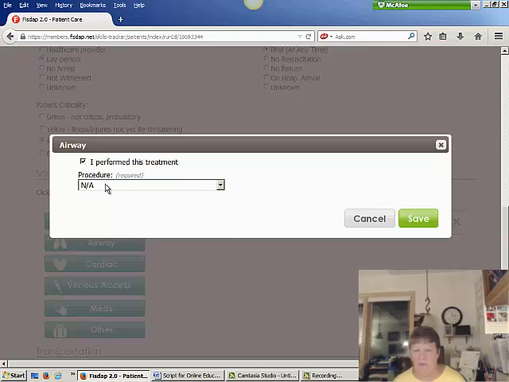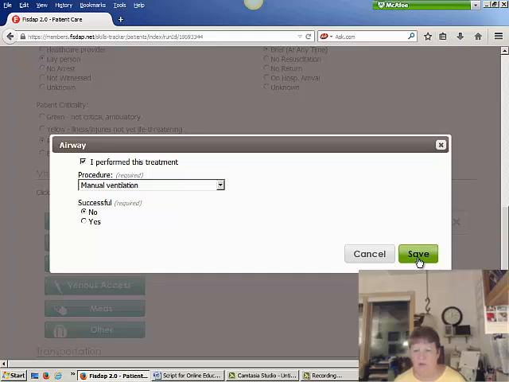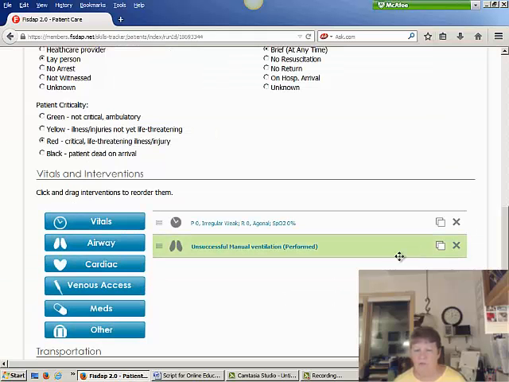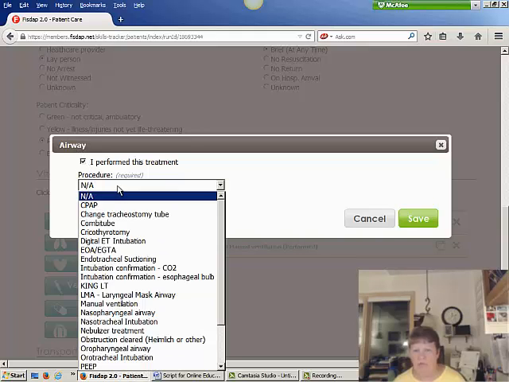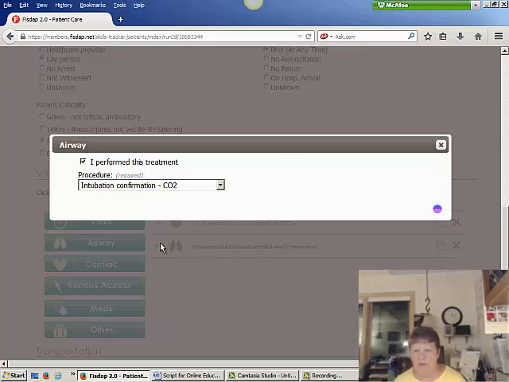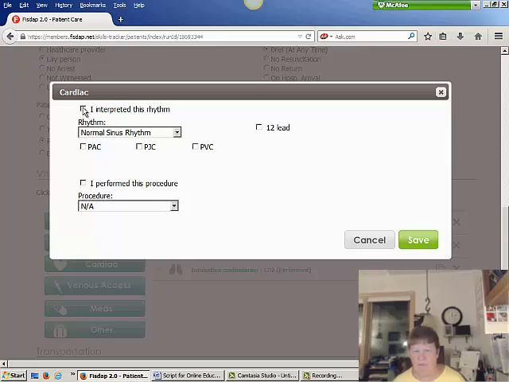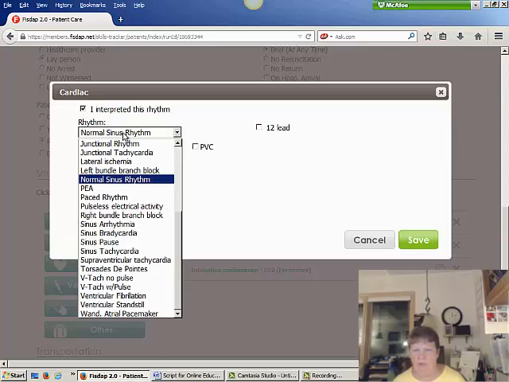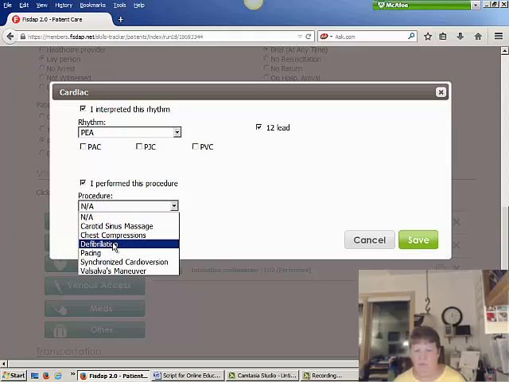Okay, so we're going to go in here. We're going to start out with doing some manual ventilations, but they're not going to be very successful, so we're going to have to go back in, and we're going to start this patient on intubation with O2, get some oxygen on board, and then we're going to check out the cardiac system. And here we go. We got the rhythm. We've decided it's a PA with from the 12 lead results, and we've got to perform a defibrillation.